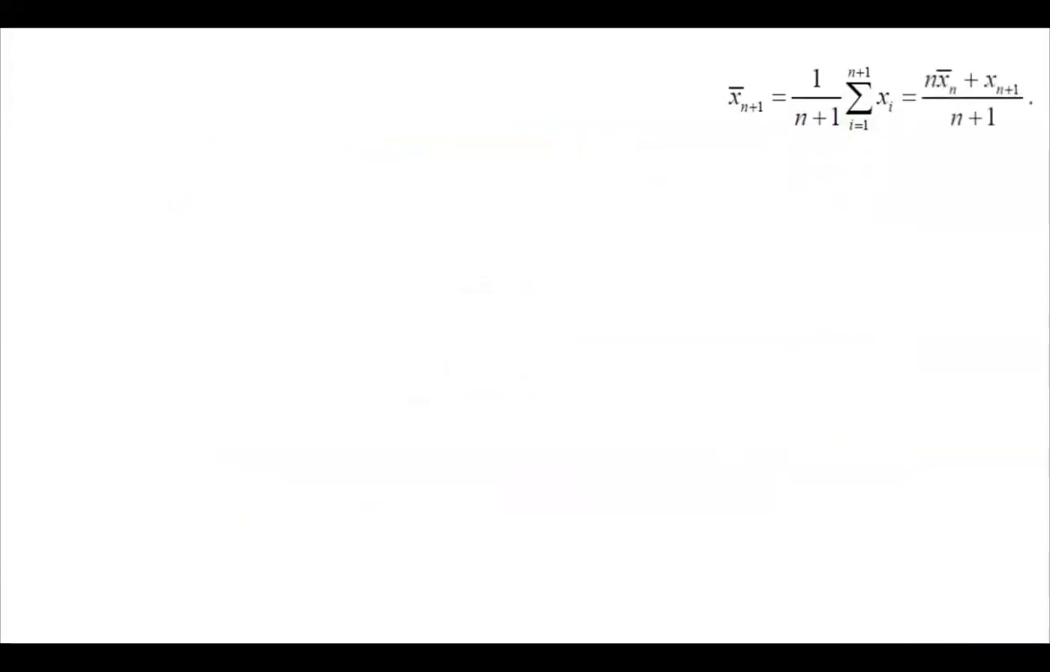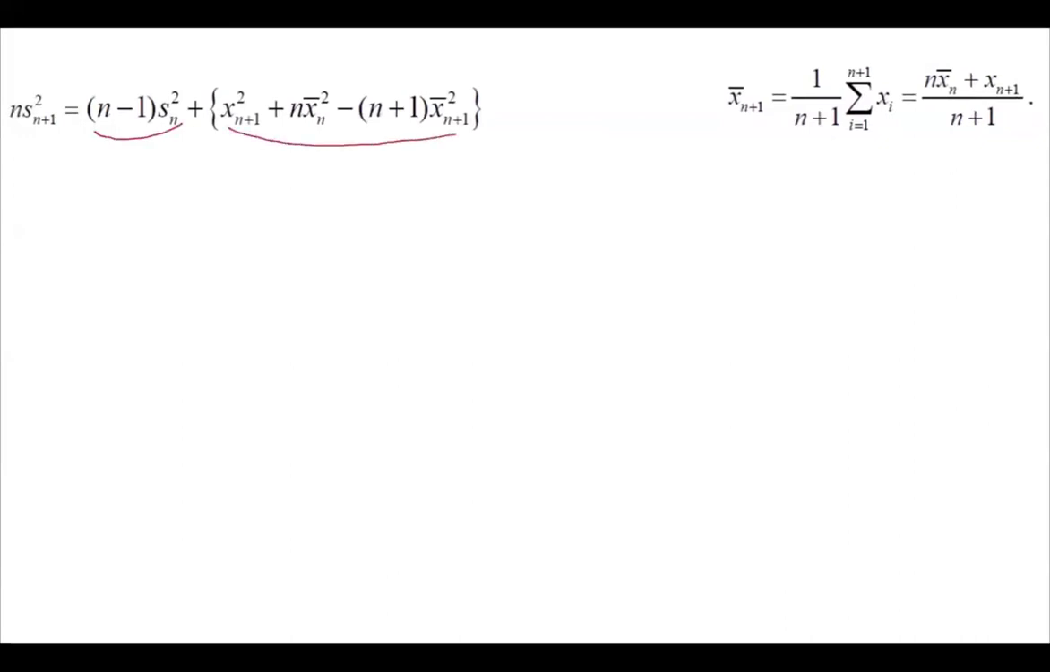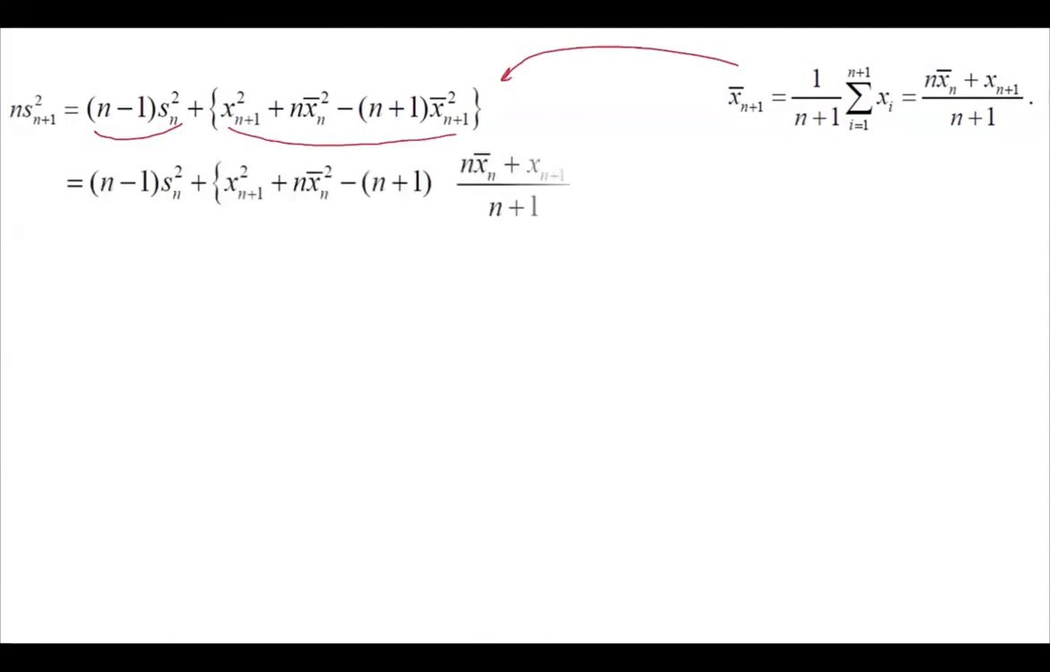So again, remember that xn plus 1 bar, or the sample mean for n plus 1 observations, is written as n xn bar plus xn plus 1 divided by n plus 1. Now, n times the variance of n plus 1 observations is written as n minus 1 times the variance of n observations. So it's just right here. Now for the rest of it, we're going to do the substitution and simplify it as much as we can. This can be written as n minus 1. We just copy down the very first term. We're not changing this.